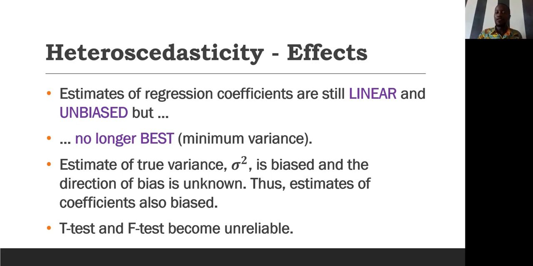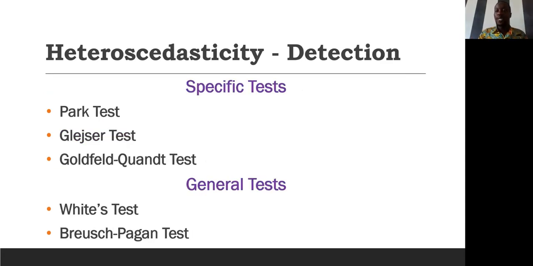So if your standard error, which is coming from the variance, is biased, then it means that if you conduct any test, whether T tests, that is the individual significance of the regression coefficient, or the F test, that is the significance of the overall model, they simply become unreliable, because your variance is biased, your standard error is biased, and so your T test and the F test also become unreliable. So how do we detect the problem of heteroscedasticity?